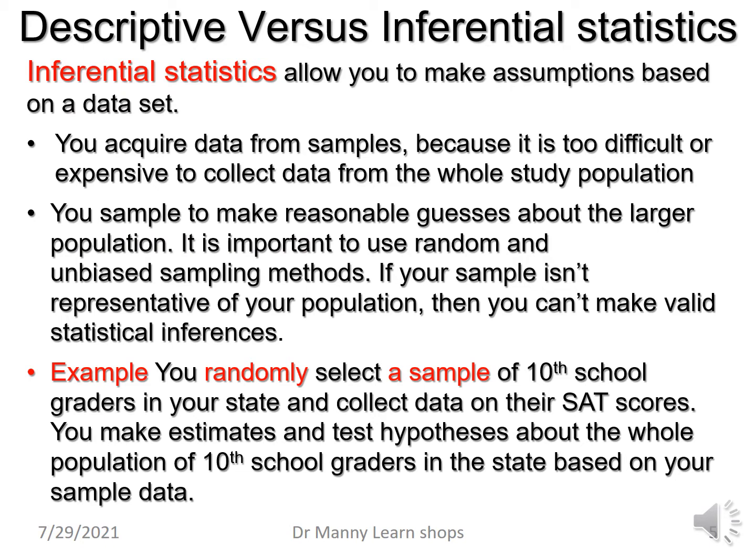With inferential statistics, it allows you to make assumptions based on the data set. You acquire data from samples because it's too difficult or too expensive to collect data from the whole study population. You sample to make reasonable guesses about the larger population. It's important to use random and unbiased sampling methods. If your sample isn't representative of the population, then you can't make valid statistical inferences.